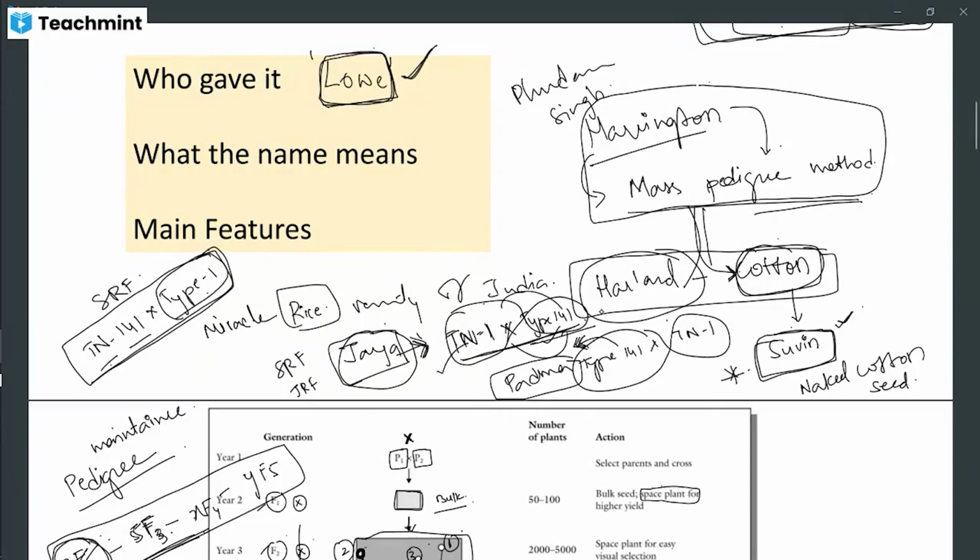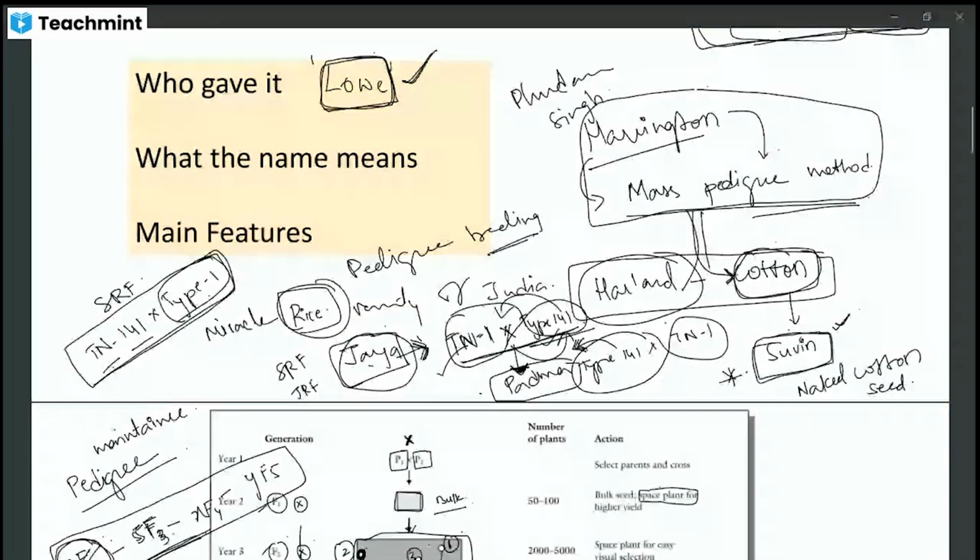If you reverse this, that is, if you perform a reciprocal cross, you will be getting the Padma variety. So both Jaya and Padma were developed in rice using the pedigree breeding procedure. Pedigree breeding, right? So is it okay?